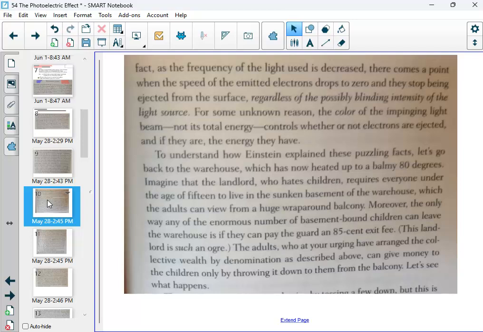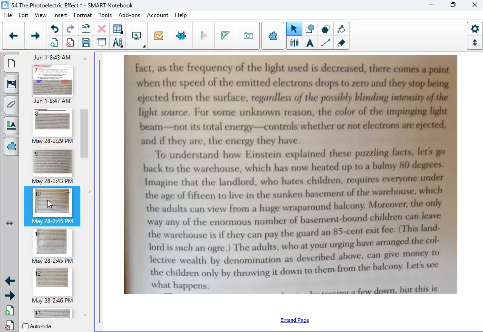To understand how Einstein explained these puzzling facts, let's go back to the creepy warehouse, which has now been heated up to that 80 degrees. Imagine that the landlord, who hates children, requires everyone under the age of 15 to live in the sunken basement of the warehouse. It gets dark. Which the adults can view from a huge wraparound balcony. Moreover, the only way any of the enormous number of basement-bound children can leave the warehouse is if they can pay the guard an 85-cent exit fee. This landlord is such an ogre.